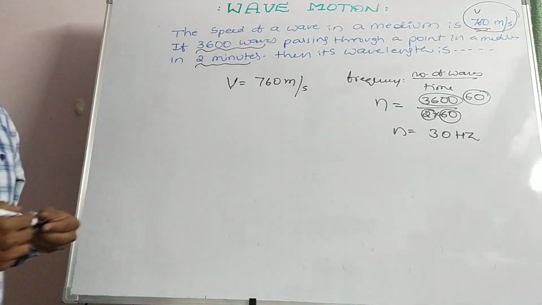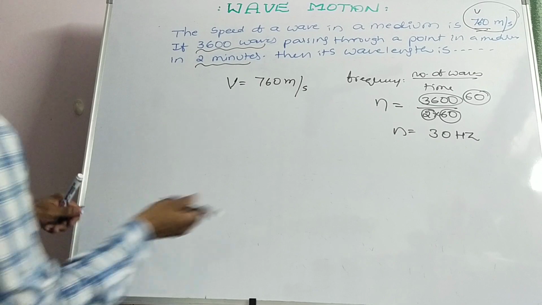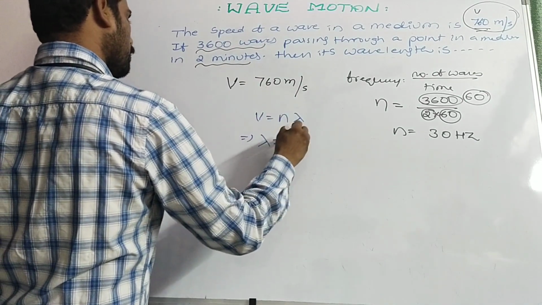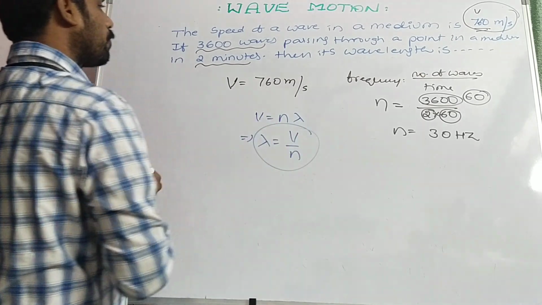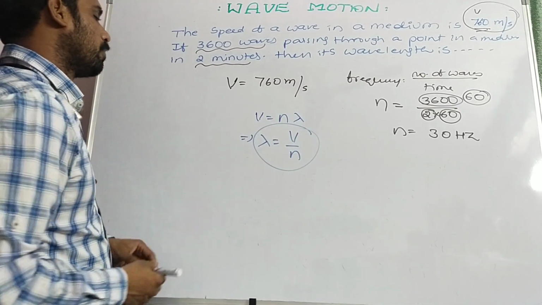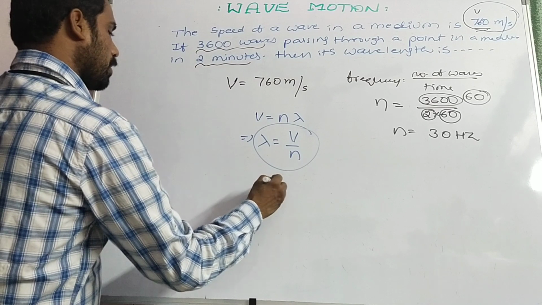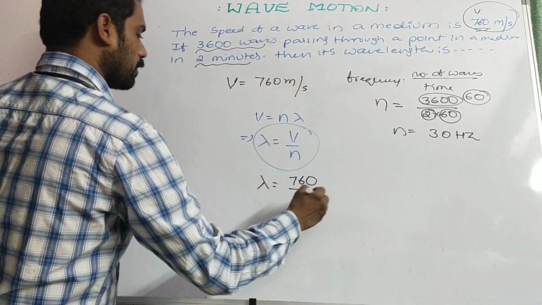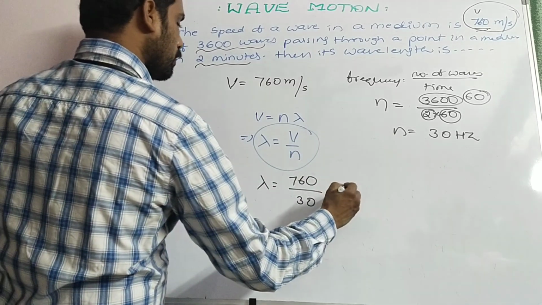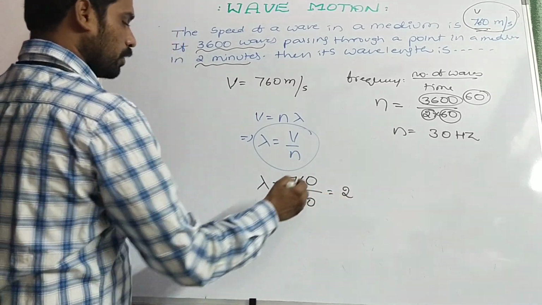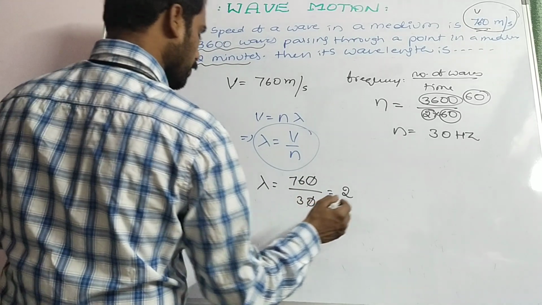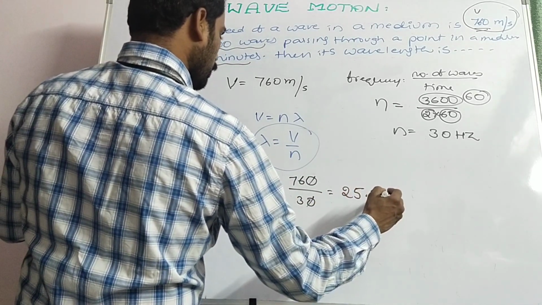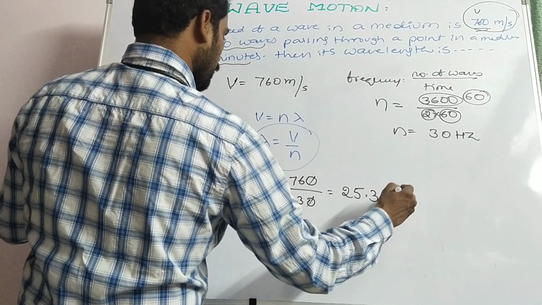We know v is equal to n lambda. That implies lambda is equal to v by n. By using this, lambda is equal to v 760 by n 30. That is equal to 76 by 3, which is 25.3 meters.